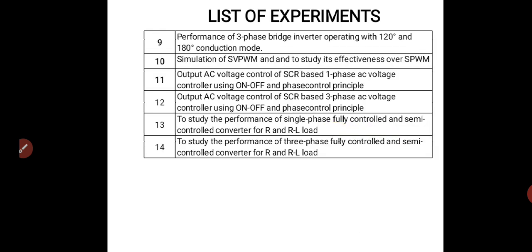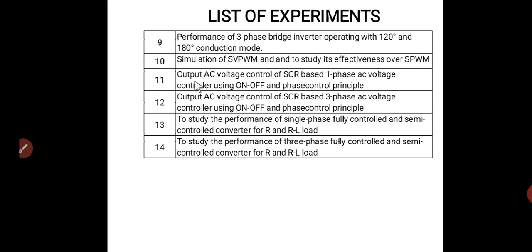9th one is the performance of a three-phase bridge inverter operation with 120-degree conduction mode and 180-degree conduction mode. 120 means each thyristor conducts for 120 degrees. In 180-degree conduction mode, each thyristor conducts for 180 degrees. 10th, simulation of SVPWM and to study its effect over SPWM. SVPWM means space vector pulse width modulation and SPWM means sinusoidal pulse width modulation.